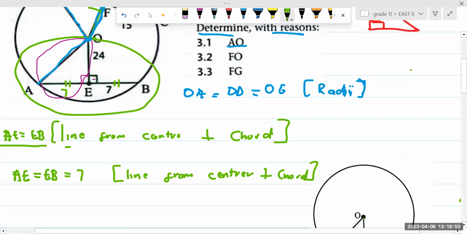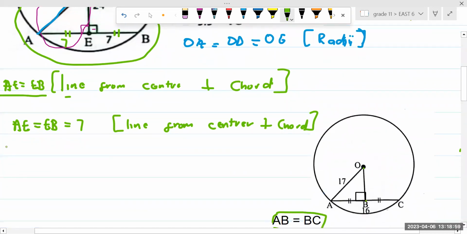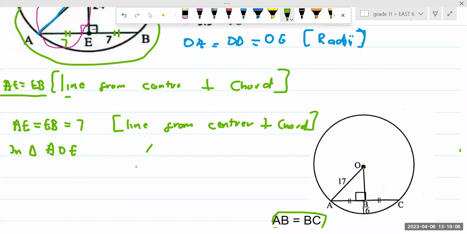And then from here onwards, we can use this triangle. So we have triangle AOE. Now we can take out the triangle so that we see what it is that we have and what we don't have. So we know this is 90 degrees. We have O, we have A, and then we have E here. This is 7. This is 24. Not 24 degrees, it's just 24.